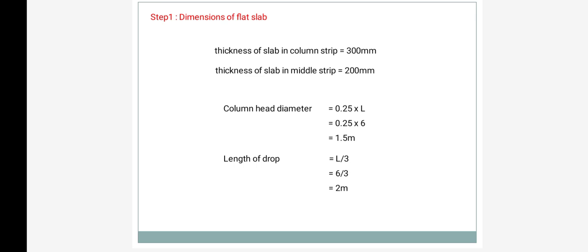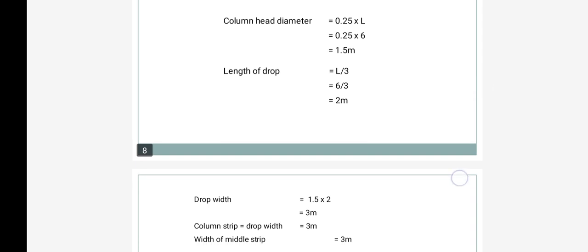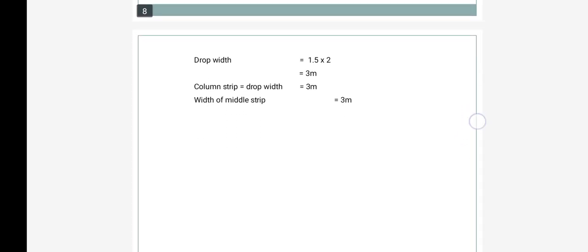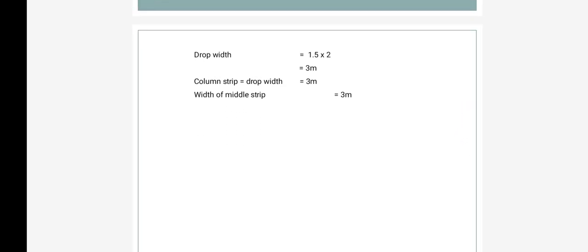Length of drop. The length of drop is equal to L divided by 3, where L is nothing but the size of the panel length. So 6 meter divided by 3. Therefore length of drop is equal to 2 meter. Then drop width. Drop width is equal to 1.5 into 2, therefore 3 meter. The column strip width is also equal to the drop width, 3 meter, and width of middle strip is equal to 3 meter.